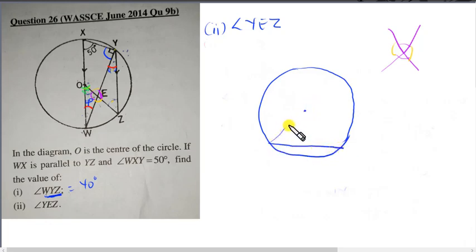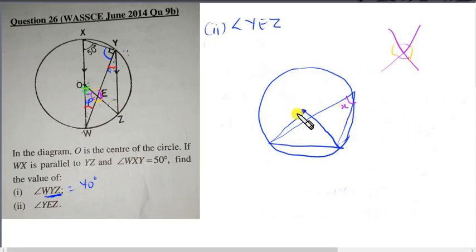So let's see if I can do a better job this time around. Okay, that's relatively better. Okay, not too bad.